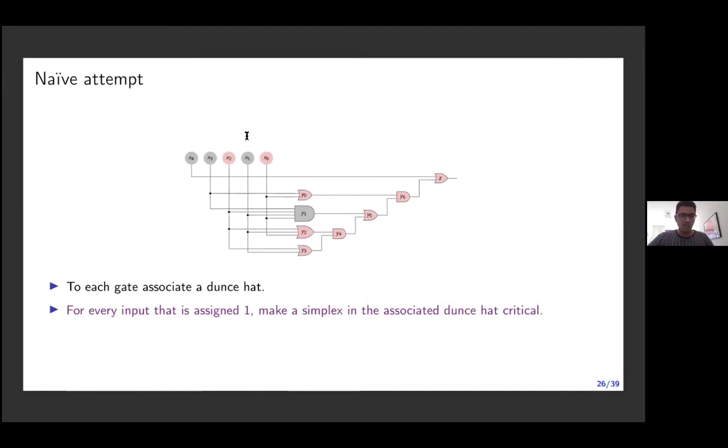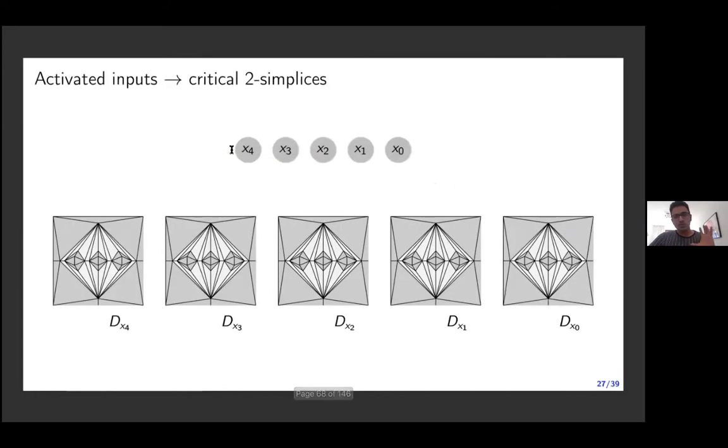To begin with, to every gate, you associate a single dunce hat. And the next step is for every input that is assigned 1 here, you make a simplex in the associated dunce hat critical. So let me show this pictorially. You have a dunce hat associated to each of the input gates as shown here. And then our assignment was x0 equal to 1 and x2 equal to 1. So accordingly, we made this simplex critical, and this simplex critical. And now we want to construct a gradient vector field with only these two as your critical 2-simplices.